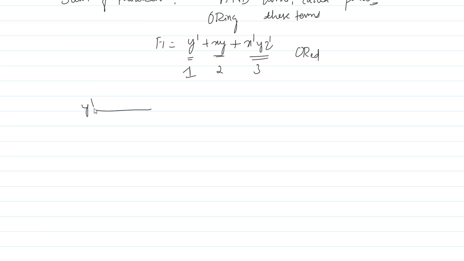Next is xy. So I will write x and y, but these x and y form a product term, ANDed together. So I take one AND gate.